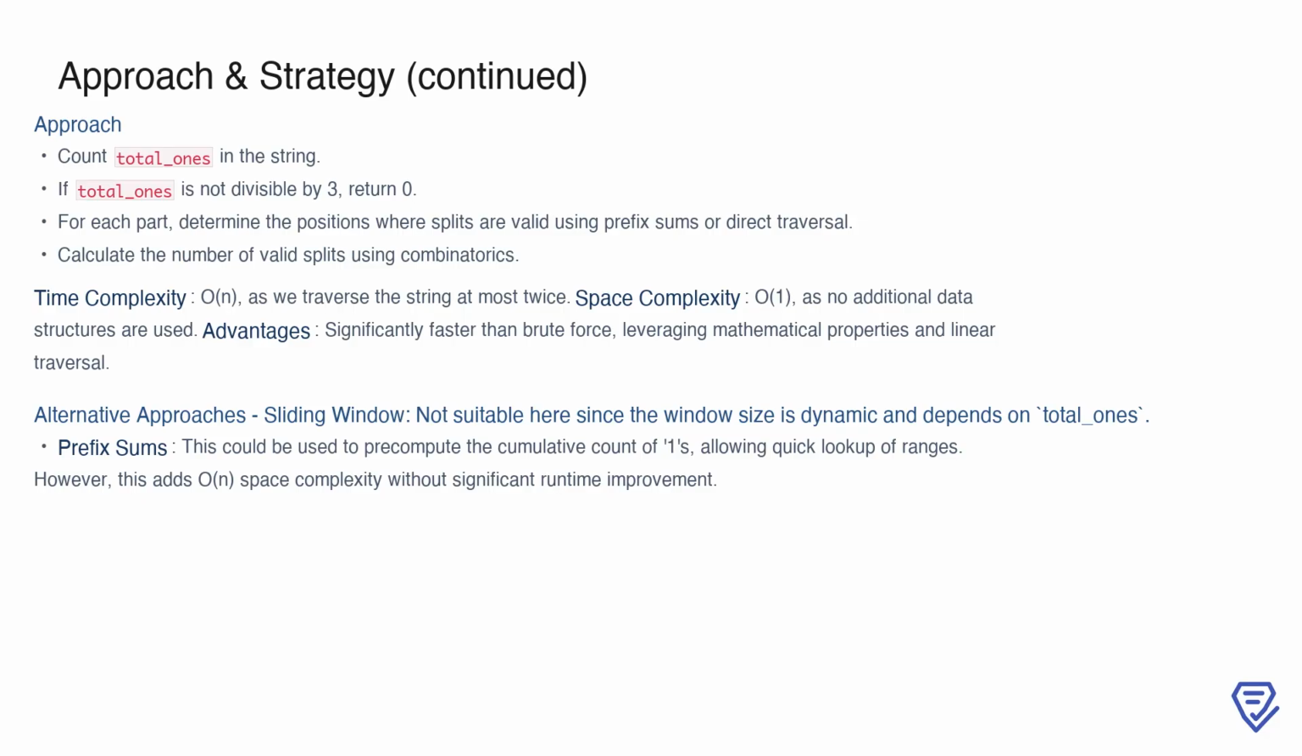This can be done via direct traversal or by leveraging prefix sums to quickly identify segments that contain the required number of ones. Once we know the positions where each segment can begin and end, we use combinatorics to calculate the total number of valid combinations. This approach ensures that the solution is efficient, with a time complexity of O(n). We only traverse the string a constant number of times, and no additional data structures are needed, resulting in O(1) space complexity. Compared to brute force, this method is not only significantly faster but also leverages the mathematical properties of the problem to simplify the solution.